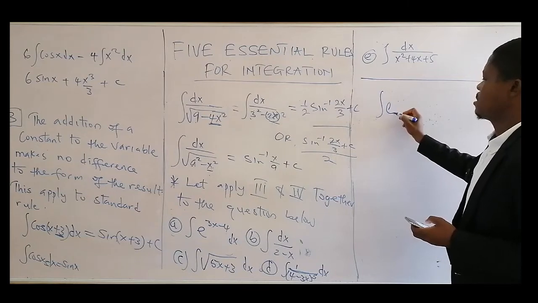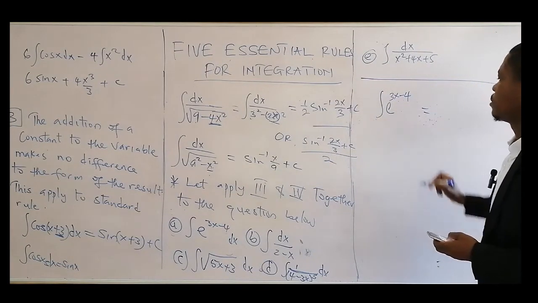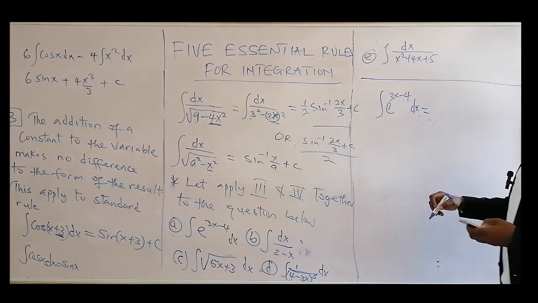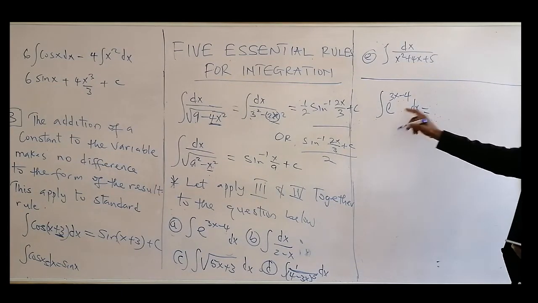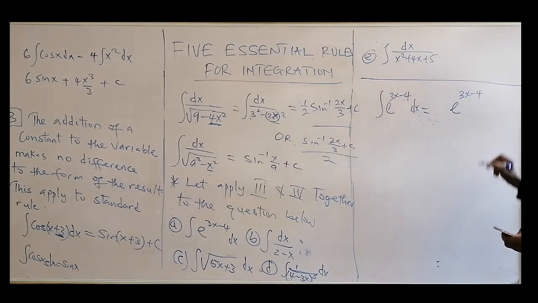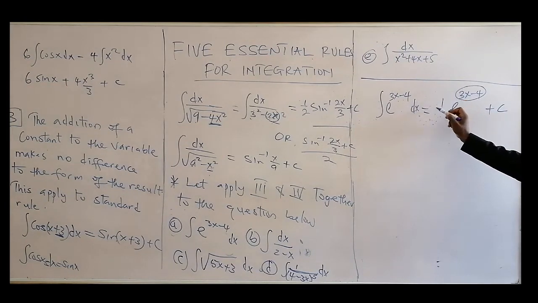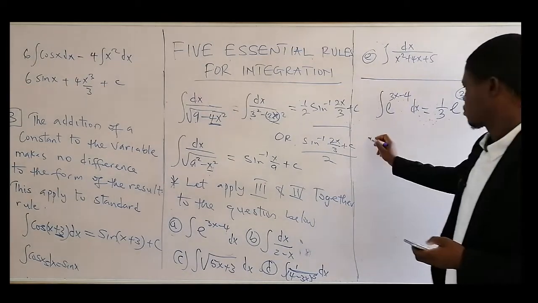Integral of e to 3x minus 4, dx. Anytime you see an exponential function, write the question as the answer, plus c. That's your first thing to do. Then the next question is, what is the derivative of this power? That's 3. And then you divide by the derivative. That's all for that question.